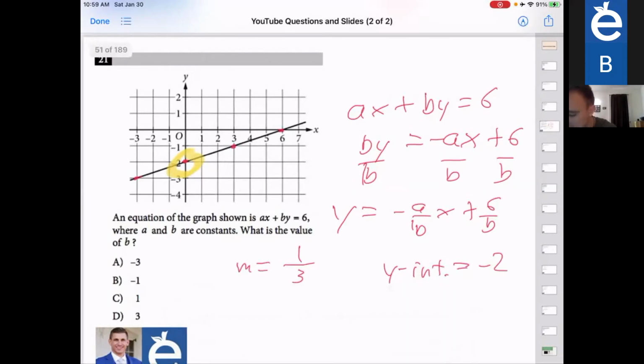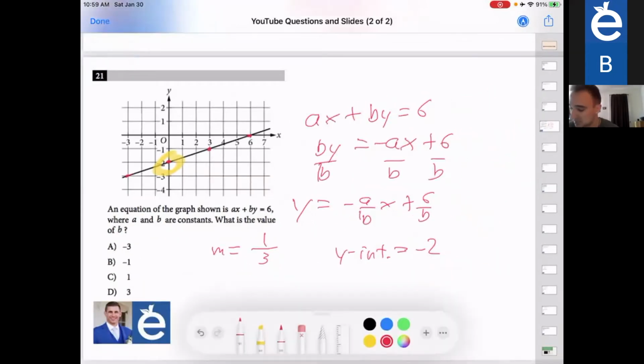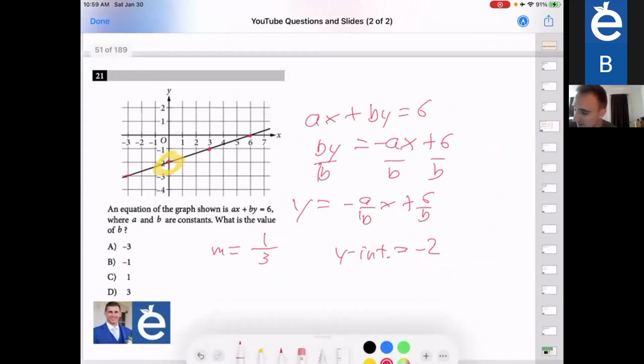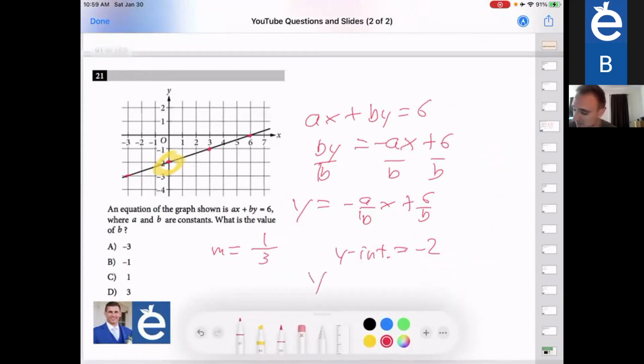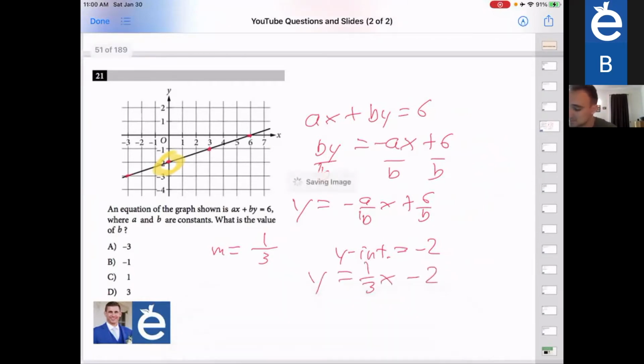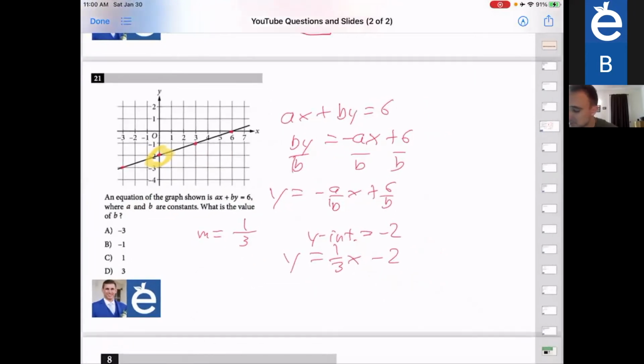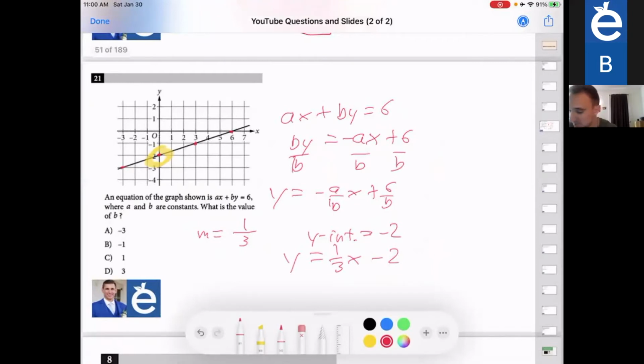So that's my value for m. I have my y-intercept, I have my slope. So if I plug this into my normal y is equal to mx plus p formula, I know I have 1/3 x minus 2. But now I want it in this ax plus by is equal to some number formula. So I'm just going to bring this over. Put my x term first. So I'll subtract my y. So if I rewrite this, I get 2 is equal to 1/3 x minus y.